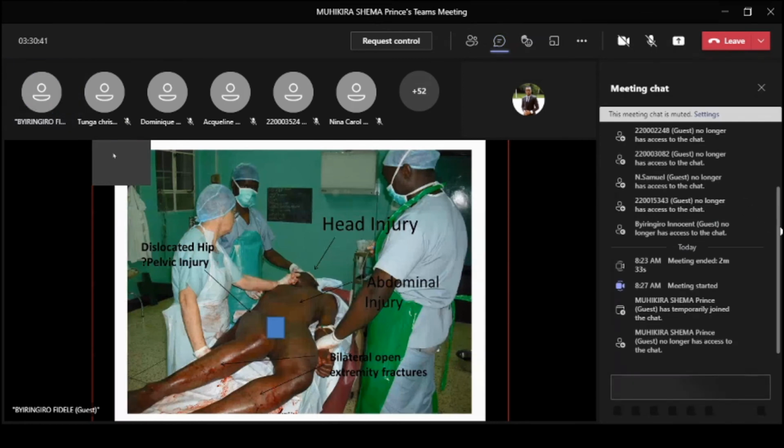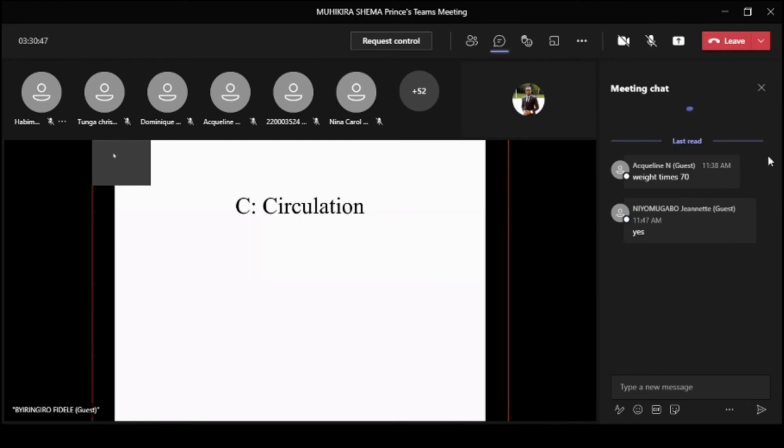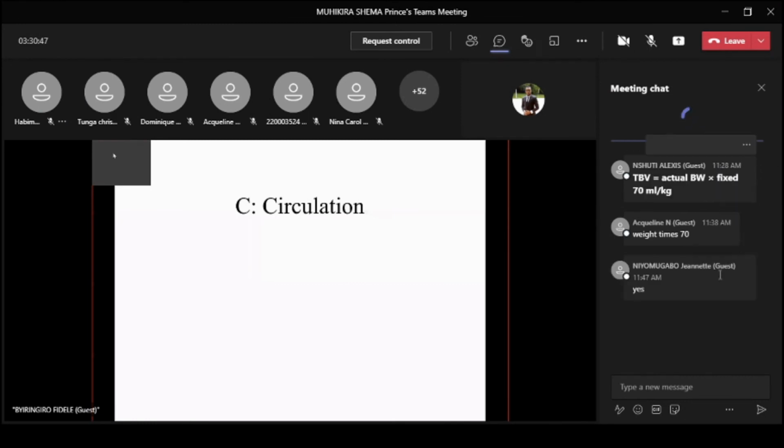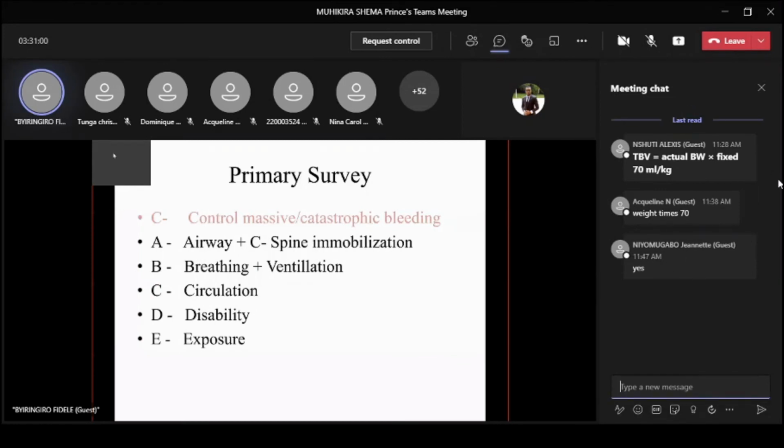So, do you remember what we said? Let me come back to the most important slide. This is the most important slide. You receive a trauma patient, you approach this way. If I ask you a question in exam, how do you approach a trauma patient? The answer I want you to give me: you approach a patient using the primary survey with the A, B, C, D, E approach. Okay?